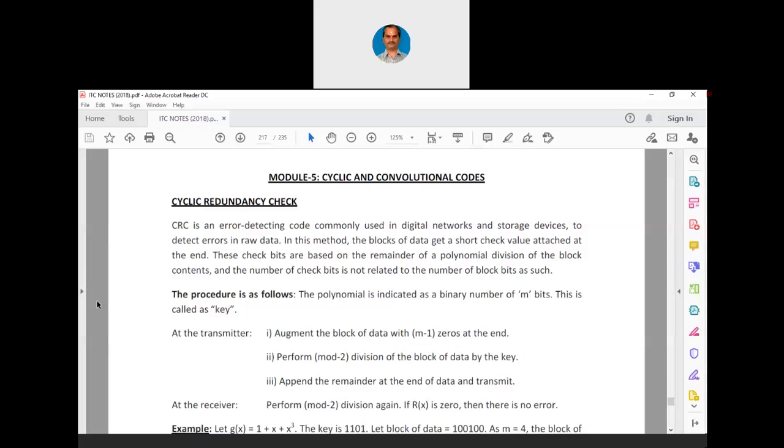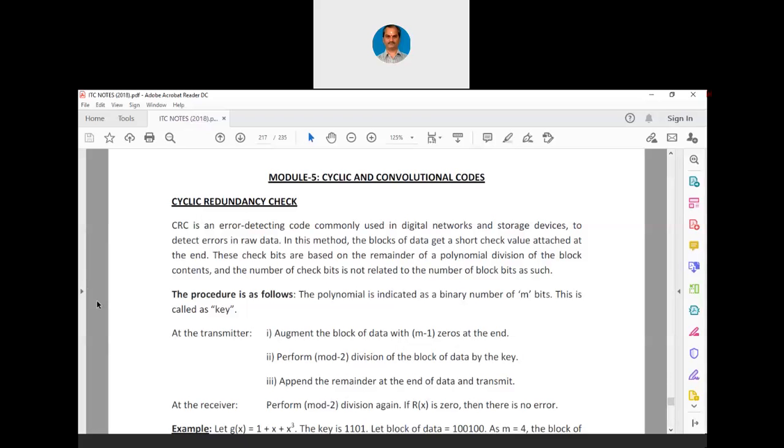Always we used to mention it as n comma k, where n is the total number of bits in the particular code vector and k is the number of bits in the data vector. So naturally n minus k used to be the number of check bits. But now we are not going to follow the same strategy later on for our newer applications.